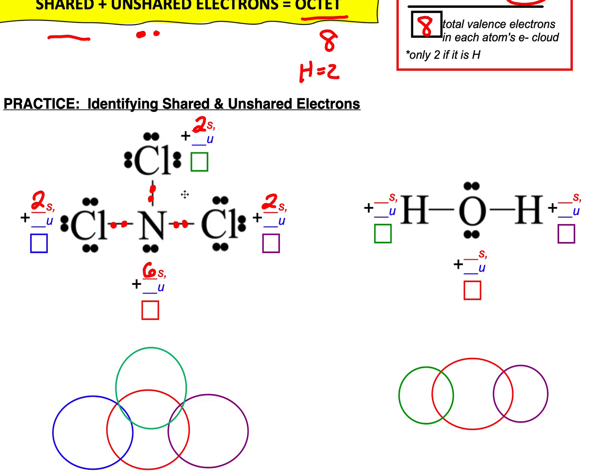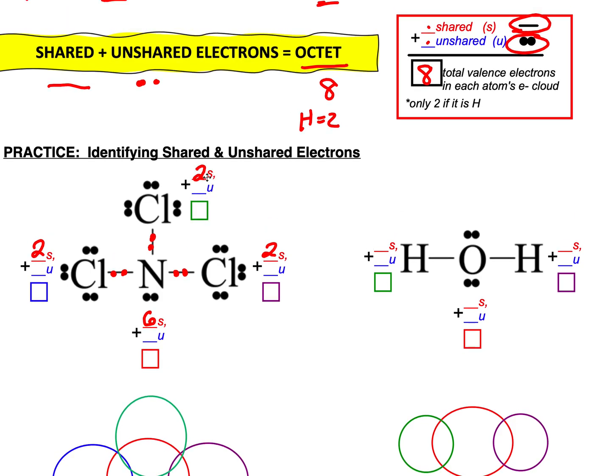Now let's talk about unshared. Unshared are kind of like the selfish ones. These are the ones that don't get shared. They don't travel. So look at this top chlorine here. It's got 1, 2 of its own, 3, 4, 5, 6 unshared. What do we get when we add 2 plus 6? 8. This chlorine up here has 8 total electrons. It's got 6 that it doesn't share and 2 that it does share.